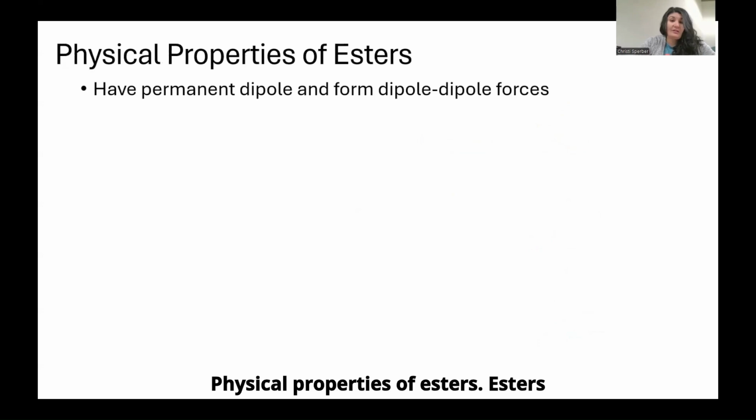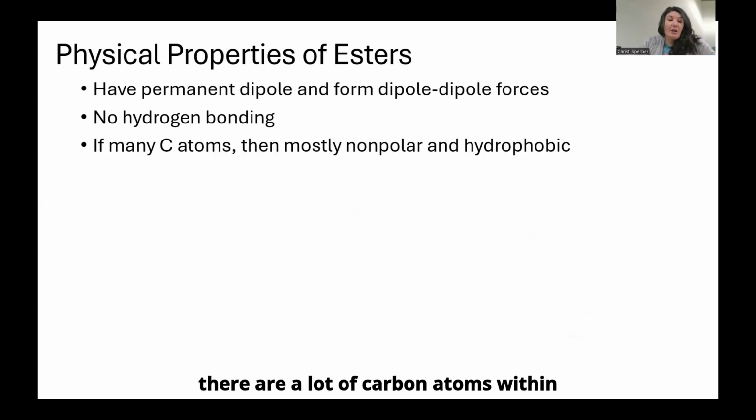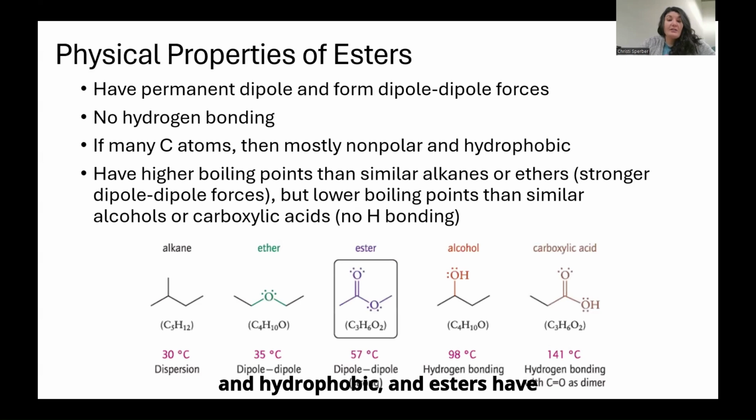It is not doubly bonded to an oxygen. Physical properties of esters. Esters have permanent dipoles and form dipole-dipole forces. They have no hydrogen bonding because there's no hydrogens off there. If there are a lot of carbon atoms within the ester, then they're mostly nonpolar and hydrophobic. And esters have higher boiling points than alkanes of similar size or ethers, because they have stronger dipole-dipole forces, but they have lower boiling points than similar alcohols or carboxylic acids because they have no hydrogen bonding.